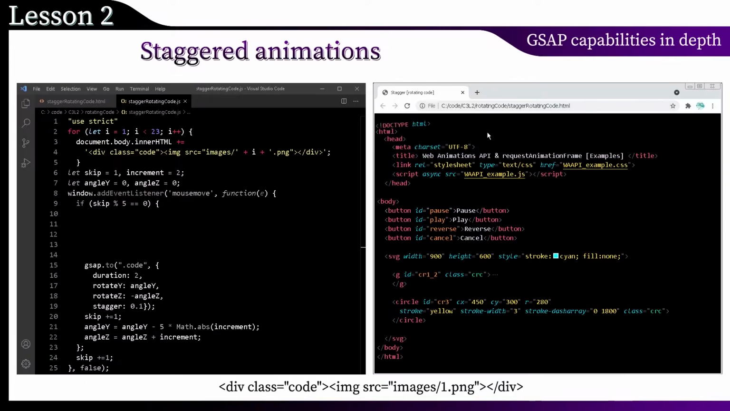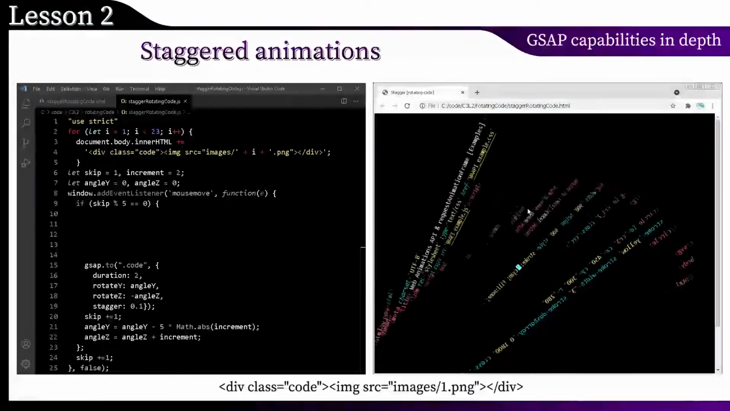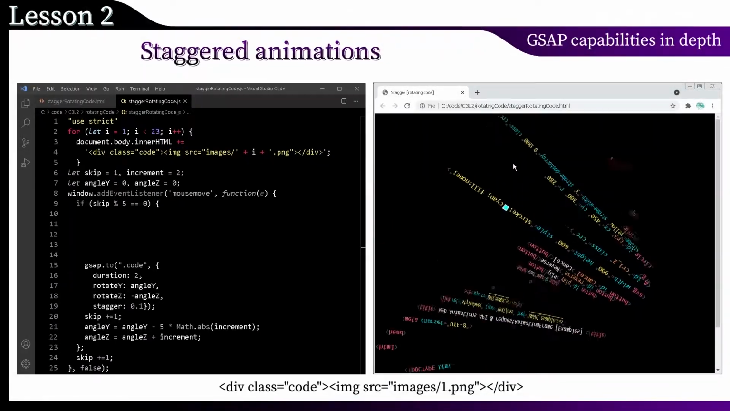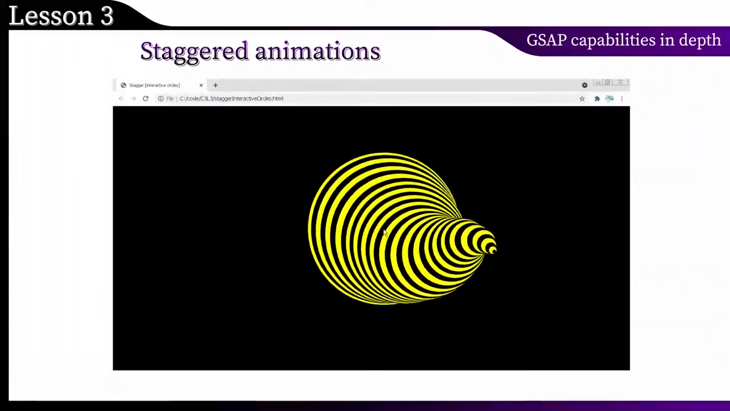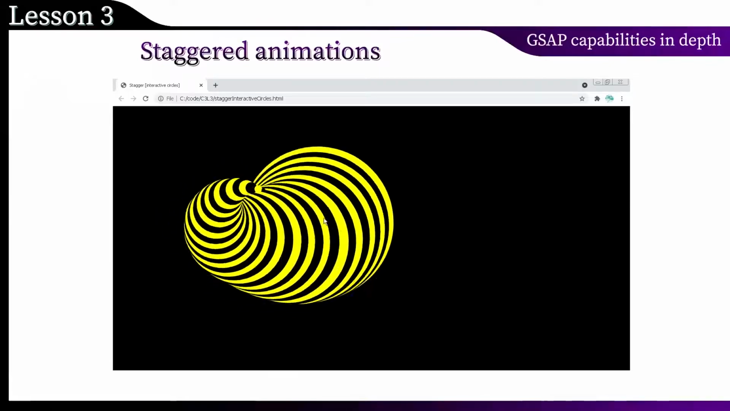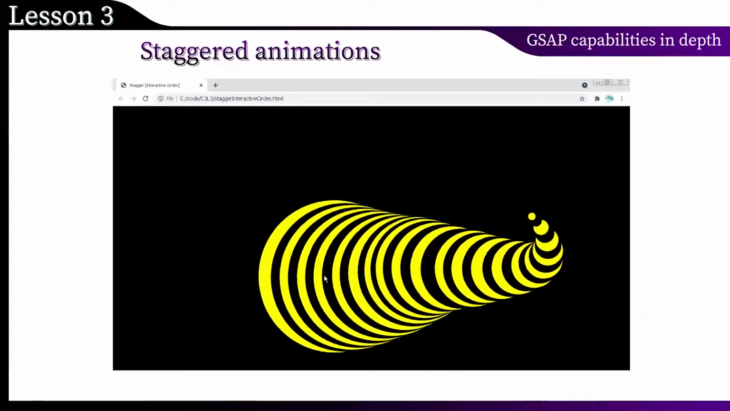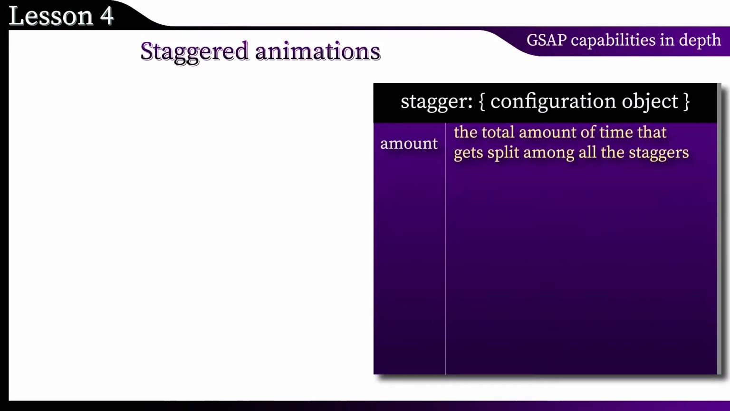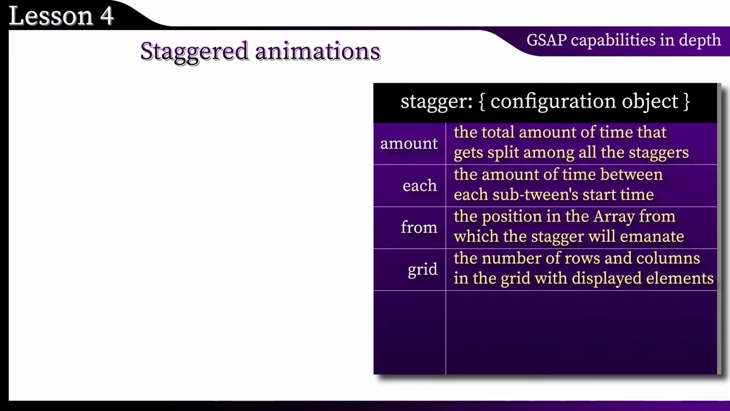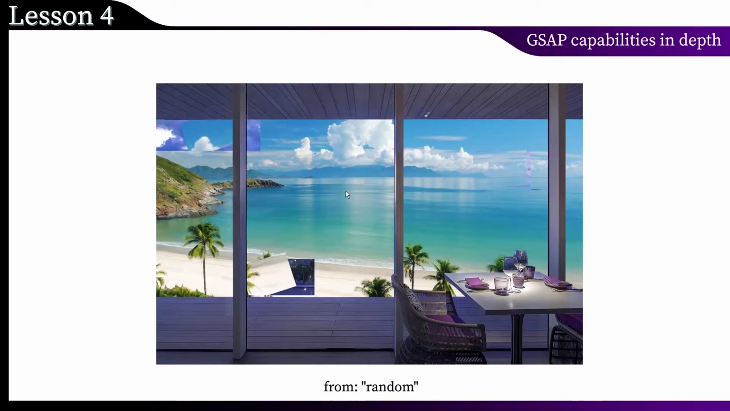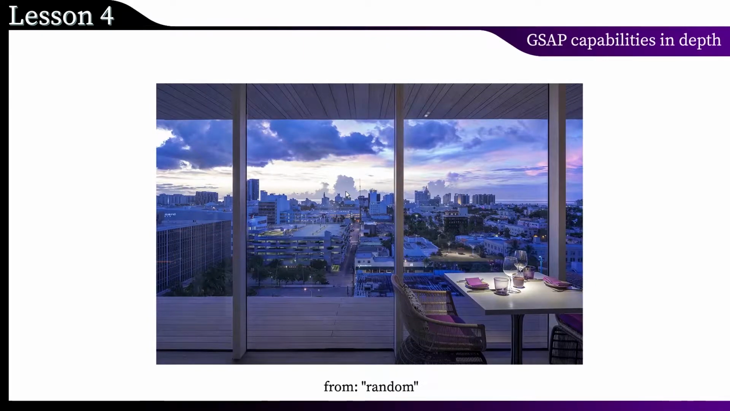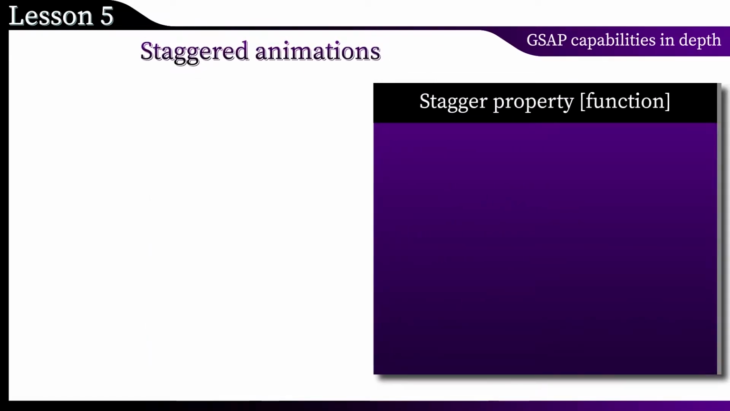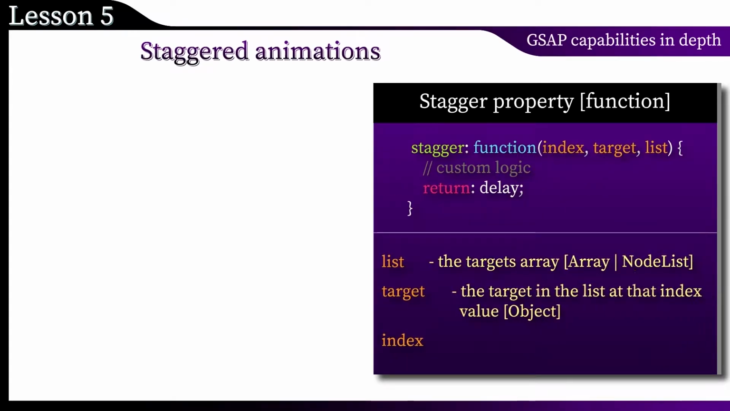We will analyze the numerical values of the stagger property using the example of animating an interactive spinning code and a caterpillar flying behind the mouse cursor. Next, you will explore the possibilities of using configuration objects as values for the stagger property. In the last lesson on stagger, we explore the use of functional logic for distributing the staggers.